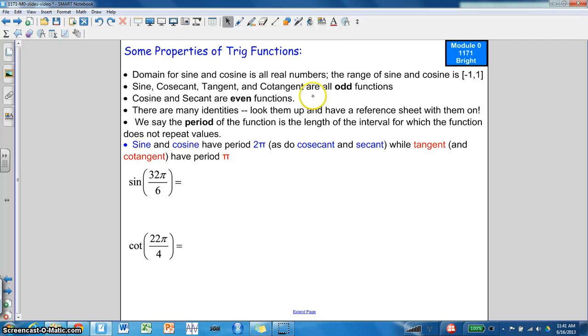There are many identities. In particular, you should know the Pythagorean identities and the reciprocal identities.